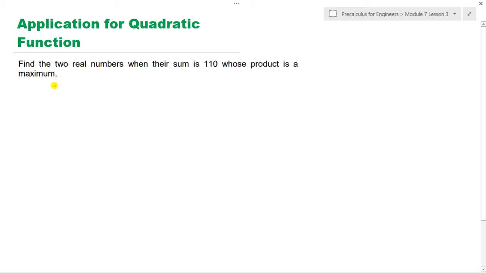Okay, so this problem is a bit tricky, since you can have a lot of combinations of real numbers that would add up to 110, but we have a limitation. The limitation is that the product of the two should be the maximum. So among all the combinations, choose the one with the maximum product. But if you do it manually, it will be exhausting. So the easiest way is to use the principles that we have tackled in this module, which is all about quadratic functions.